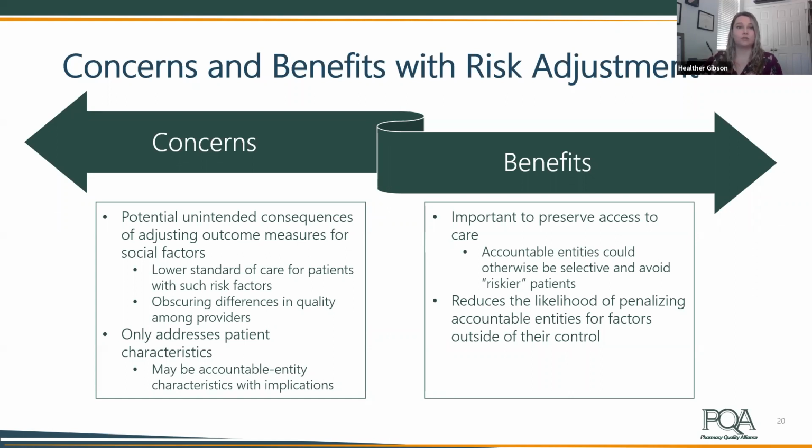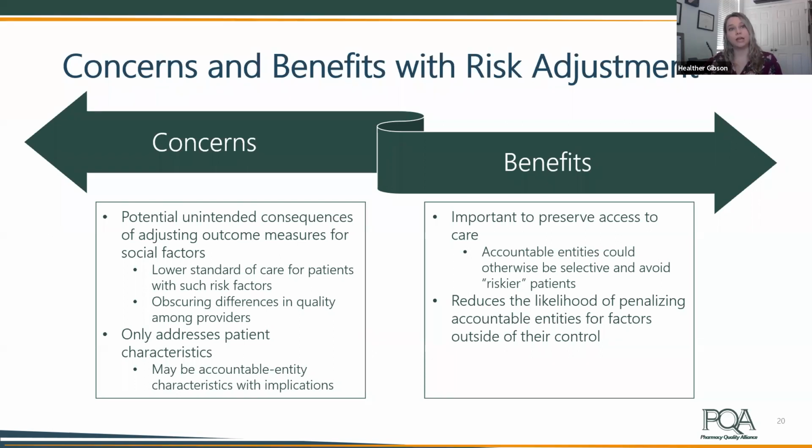And further, risk adjustment really only addresses the patient characteristics when there could be accountable entity characteristics that are really impacting the measure performance. So things such as funding of safety net providers, the available healthcare workforce in a particular area, differences in community resources, and differences in economic conditions.